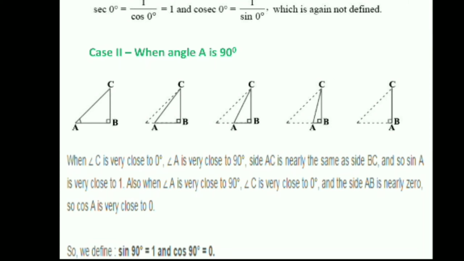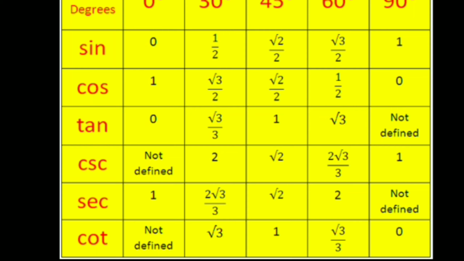Now the full table is just in front of you. Here angles in degrees and the trigonometric ratios are given to you. So sin 0 is 0, sin 30 is 1 upon 2, sin 45 is root 2 upon 2, which means 1 upon root 2, when you solve it. Sin 60 means root 3 upon 2 and sin 90 means 1.